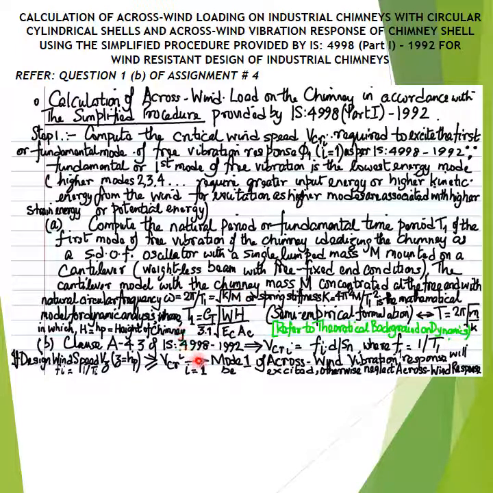In the scope of the present course, for the purposes of the acrosswind analysis of industrial chimney structures, that is calculation of acrosswind load acting on the industrial chimney structures and the resulting acrosswind vibration response of the industrial chimney structures, we will be applying the same semi-empirical formulation that has just been discussed and is presented on the current slide.